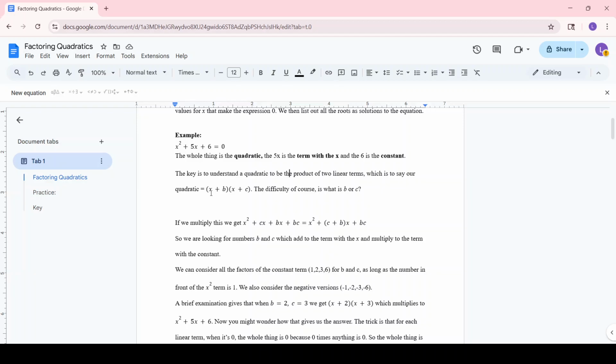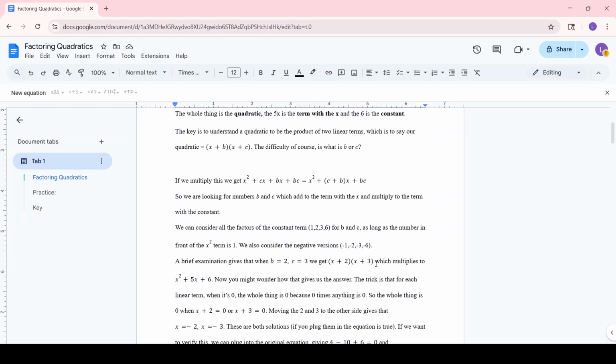So we're going to multiply (x plus b) times (x plus c), which we see as x squared plus cx plus bx plus bc, which simplifies to x squared plus (c plus b) times x plus b times c. So thus, we are looking for two numbers b and c, which add to the coefficient of x and multiply to the constant term. So we're going to consider all the factors of the constant term, which in this case are 1, 2, 3, and 6, and also their negative versions, to solve for b and c.